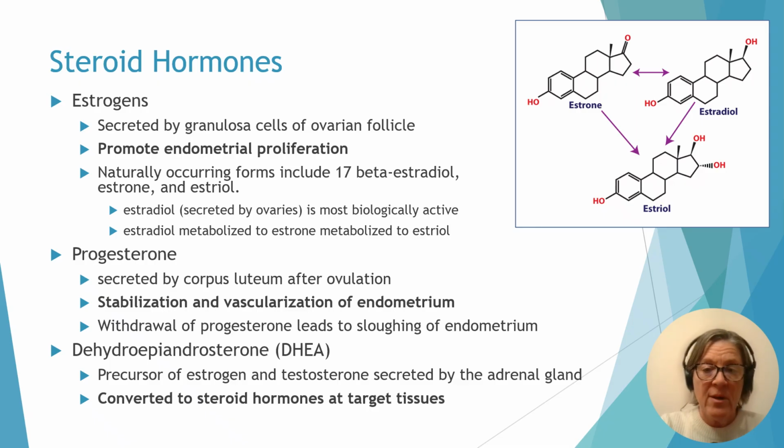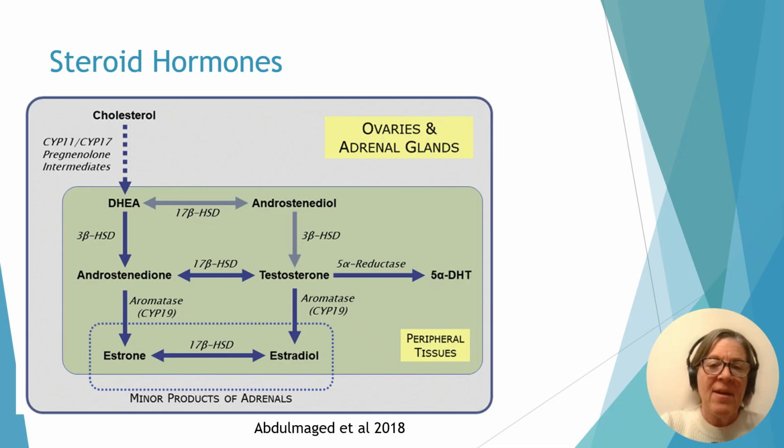Another hormone that we'll be talking about as the course goes on is DHEA. It's a precursor of estrogen and testosterone secreted by the adrenal gland, and it's converted to steroid hormones at the target tissues. So sometimes those levels can be important. I've put this diagram in just to show the interconversion of a lot of these hormones. They are all cholesterol based. And in the ovaries and adrenal glands, there's conversion from DHEA through various pathways to testosterone and then to estrone and estradiol, which then are active in the peripheral tissues.